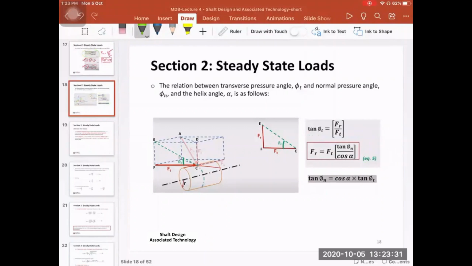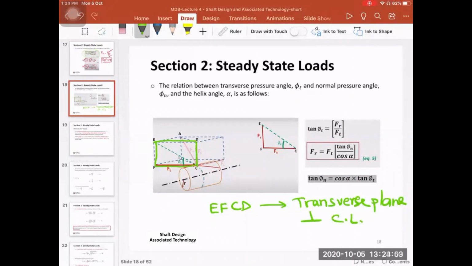So what we have here, let's focus on this plane. This plane, connect these lines together. So what we have here is E, F, C, D. This plane is called the transverse plane. Transverse plane means that it is perpendicular to the center line of the gear. So in this case, this component of the force, Ft, is going to be perpendicular to the center line of the gear as well.